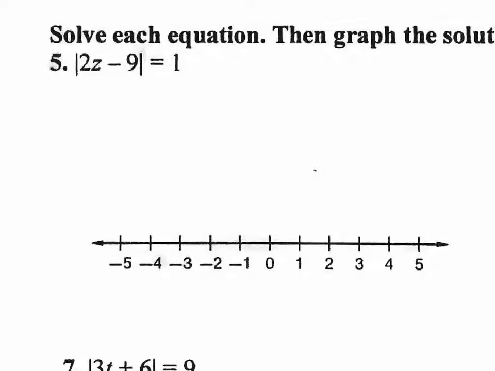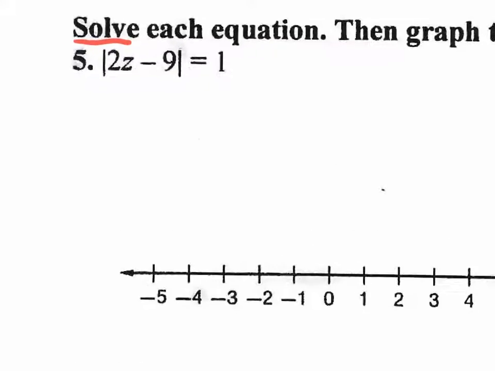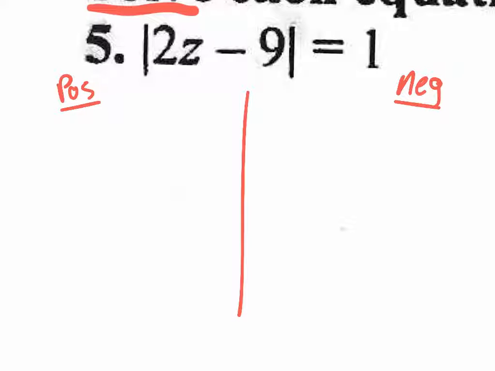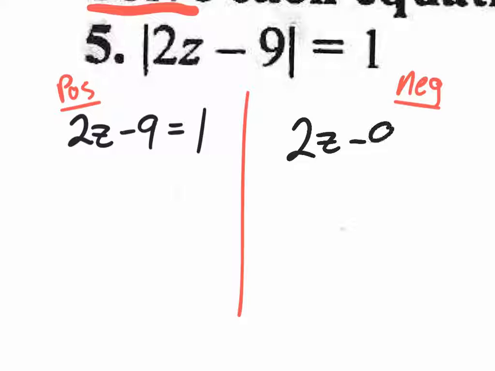So on number 5, we are solving in this section. In order to solve an absolute value equation, you need to set up your two situations, your positive situation and your negative situation. Of course, your positive situation is writing it exactly the way it is, 2z minus 9 equals 1. The only difference is that I no longer have the absolute value. Just write it without the absolute values. And on the negative situation, it's going to be the same exact equation, 2z minus 9, but instead of 1, it's going to be a negative 1. That's what you do on the negative situation.